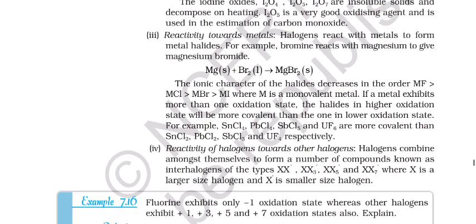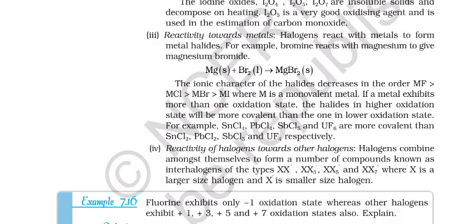Reactivity toward metals. Halogens react with metals to form metal halides. For example, bromine reacts with magnesium to give magnesium bromide. The ionic character of the halides decreases in the order MF > MCl > MBr > MI, where M is a monovalent metal. If a metal exists in more than one oxidation state, the halide in higher oxidation state will be more covalent than the one in lower oxidation state. For example, SnCl4, PbCl4, SbCl5, and UF6 are more covalent than SnCl2, PbCl2, SbCl3, and UF4 respectively.